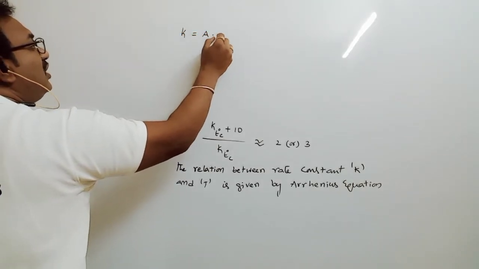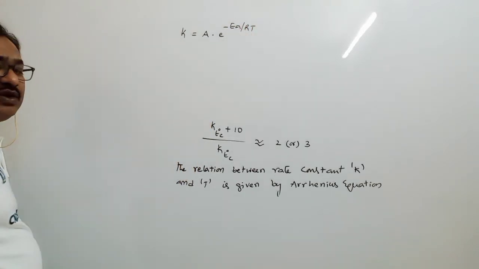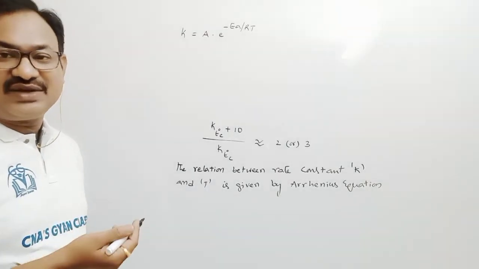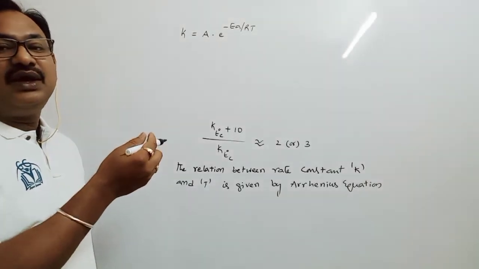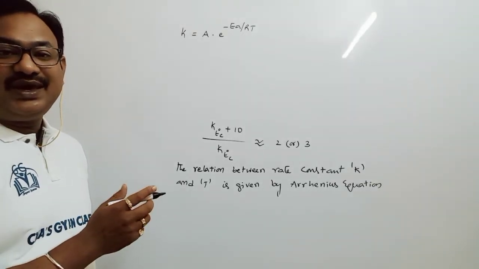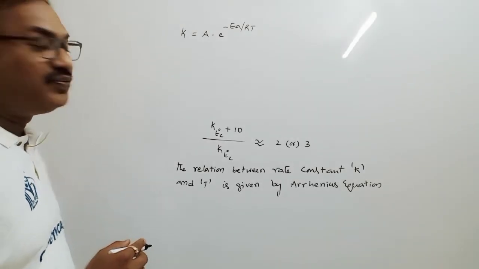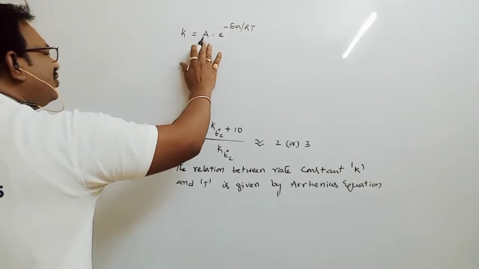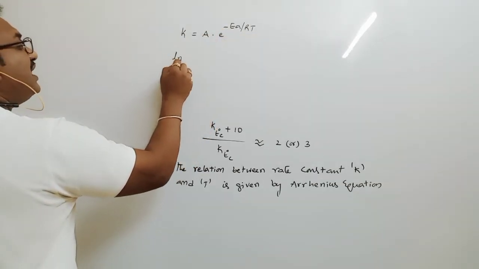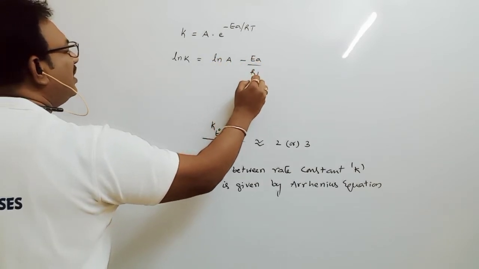K is equal to A into exponential power minus EA by RT, where K is the rate constant, A is the Arrhenius factor or frequency factor or pre-exponential factor, EA is the activation energy, R is the universal gas constant, and T is temperature. So K equals A e^(-EA/RT). It can be written like this: ln K is equal to ln A minus EA by RT.